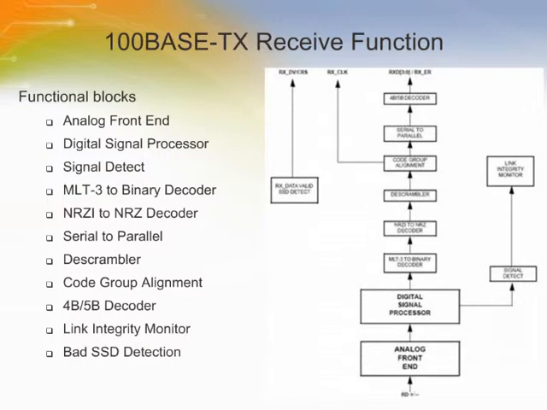The 100 Base-T receiver converts the scrambled MLT-3 125 megabits per second serial data stream to synchronous 4-bit nibble data that is provided to the MII. The receive section consists of an analog front end, digital signal processor, signal detect, MLT-3 to binary decoder, NRZI to NRZ decoder, serial to parallel, descrambler, code group alignment, 4-bit/5-bit decoder, link integrity monitor, and bad SSD detection. The figure shows the 100 Base-T receive function.